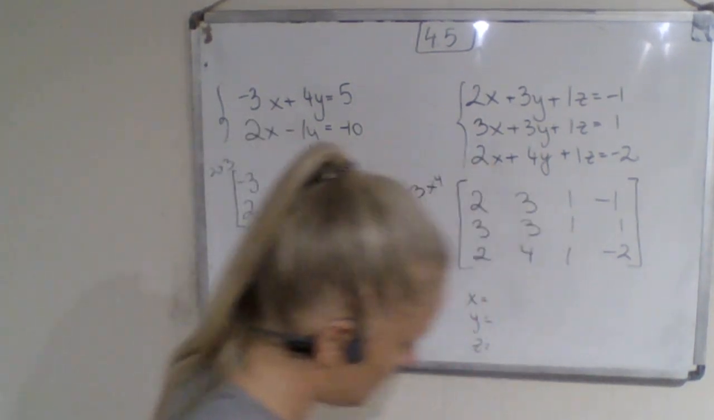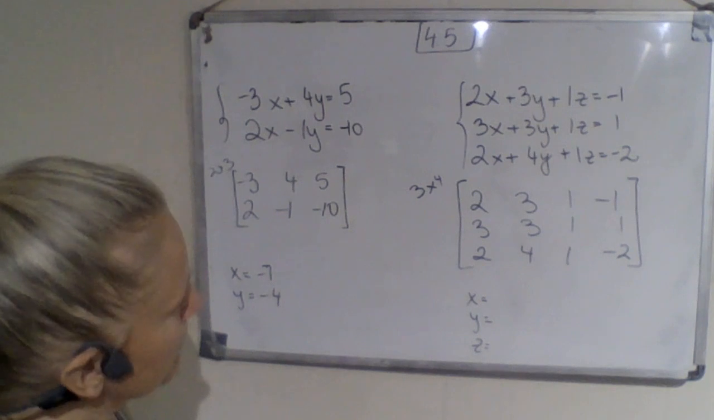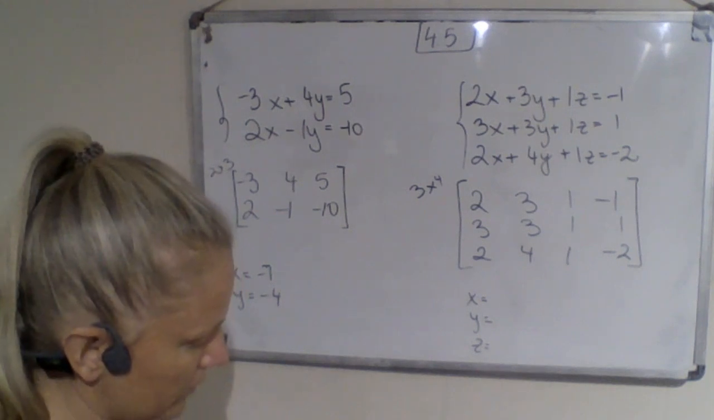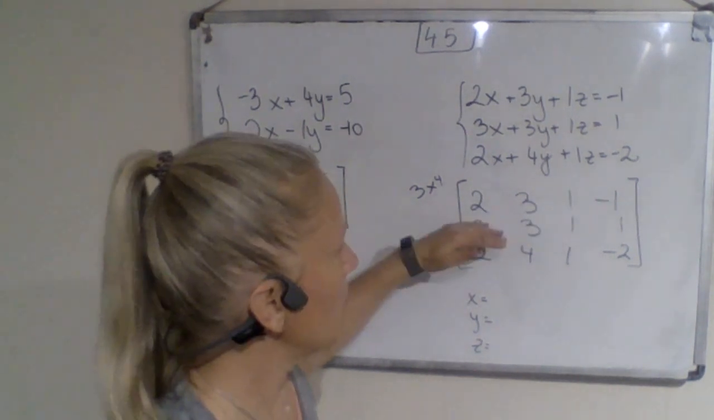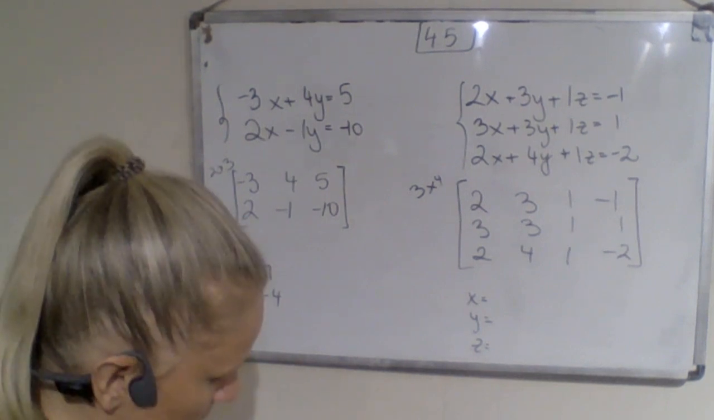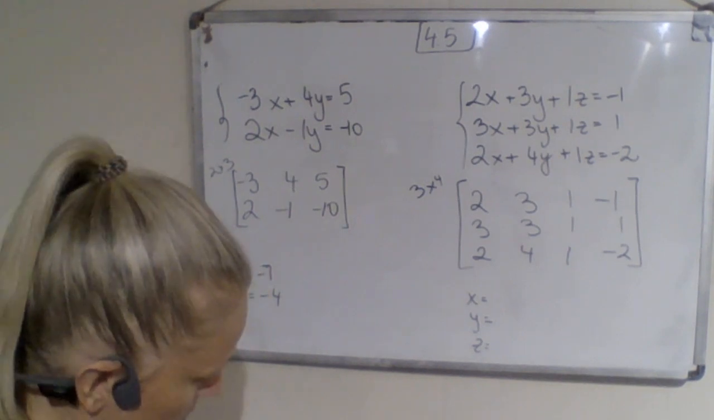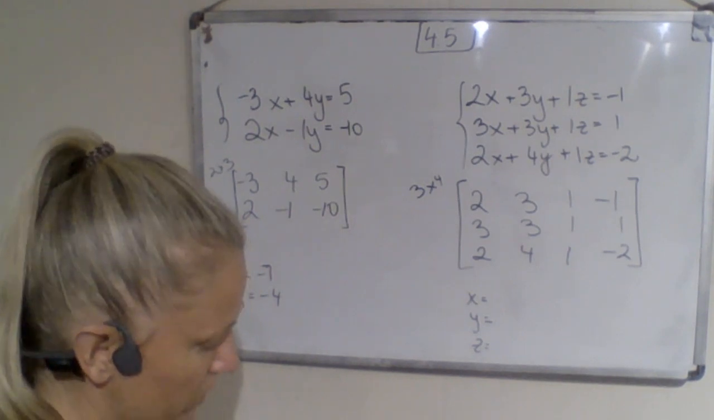Going back to second matrix, all over to edit. I'm going to hit enter, and I'm going to say it's a 3 by 4. And now I'm going to introduce them by rows. 2, enter, 3, enter, 1, enter, negative 1, enter, 3, enter, 3, enter, 1, enter, 1, enter, 2, enter, 4, enter, 1, enter, negative 2, enter.